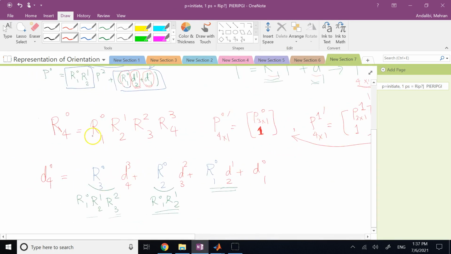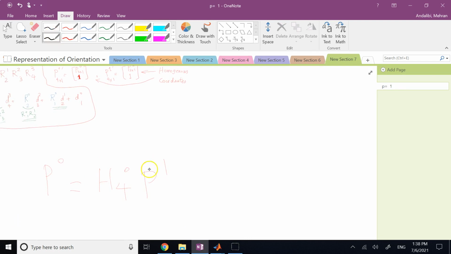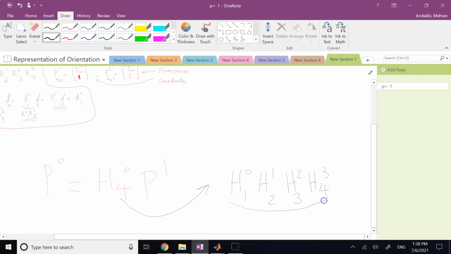You see here, I had 4 rotations and translations, and these were the formulas that I used. And as I said, the D formula especially gets bigger and bigger. Instead of that, all you need to show is to say P0 is equal to H4 with respect to 0 times P1, where this H of 4 with respect to 0 is simply H of 1 with respect to 0, H of 2 with respect to 1, H of 3 with respect to 2, H of 4 with respect to 3. So the same way that you did composition of rotation matrices, now you can also combine these homogeneous matrices.